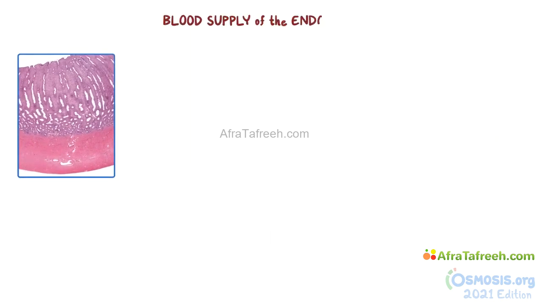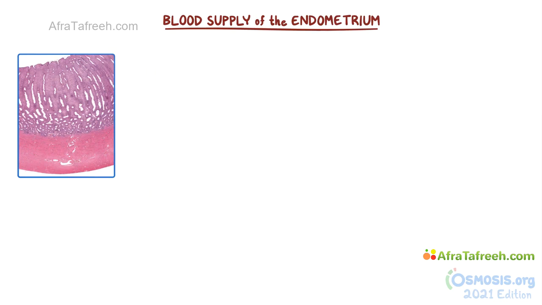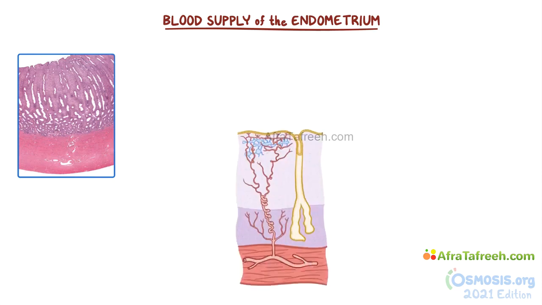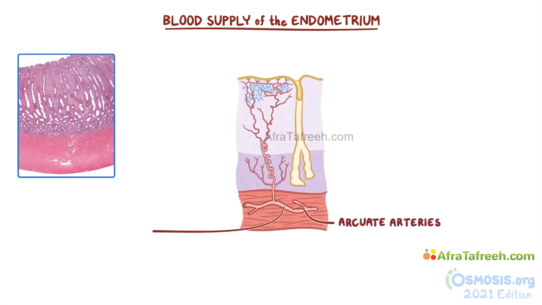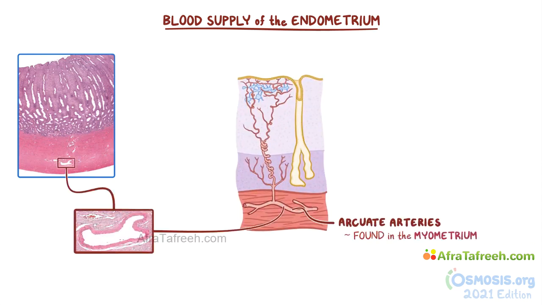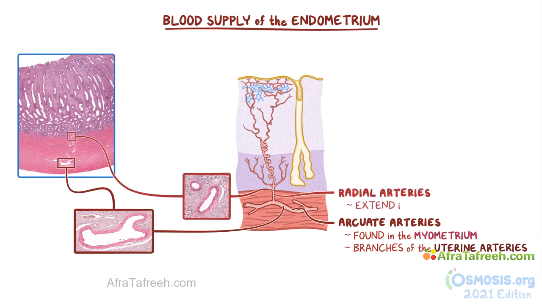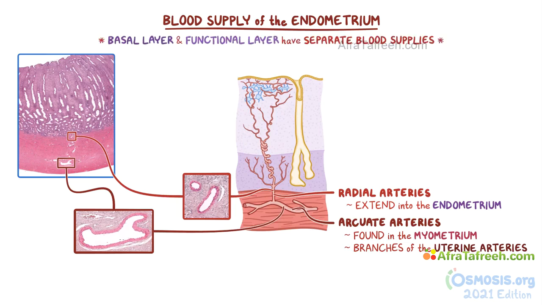The blood supply of the endometrium is unique and also undergoes many changes throughout the menstrual cycle in order to accommodate the shedding or sloughing off of the functional layer of the endometrium. Arcuate arteries are the large arteries found in the middle layer of the myometrium. These arteries are branches of the uterine arteries and continue to branch further to become the radial arteries that extend into the endometrium. From here, the basal layer and functional layer actually have separate blood supplies, which is why the basal layer's blood supply is not dramatically affected when the functional layer loses blood during menstruation.